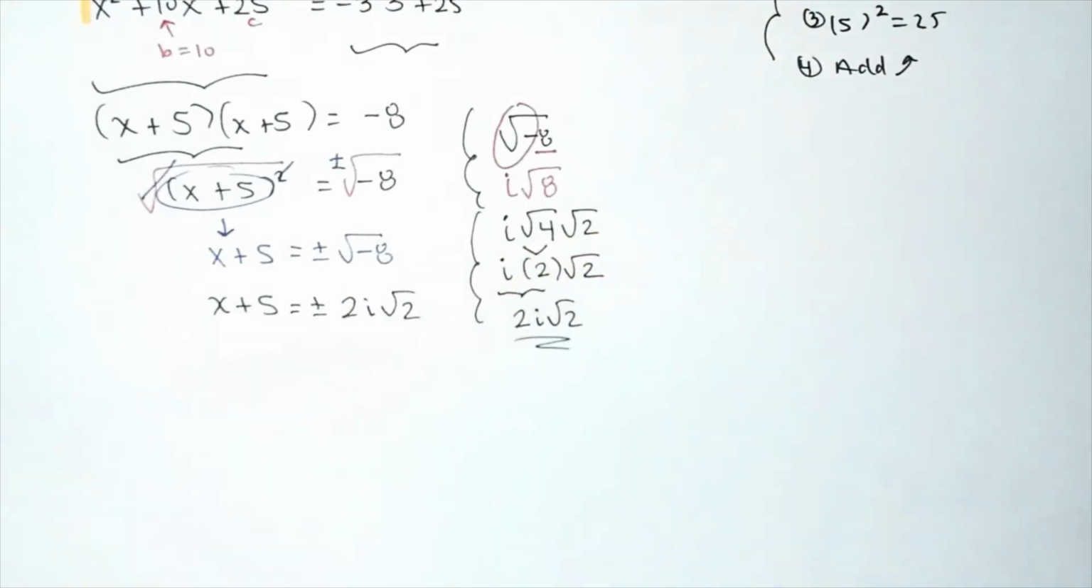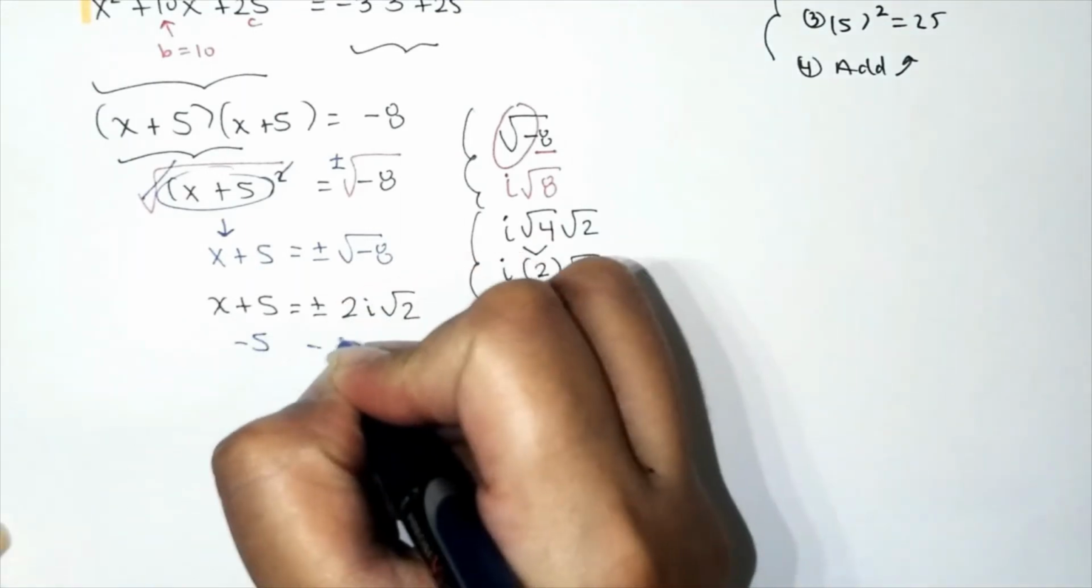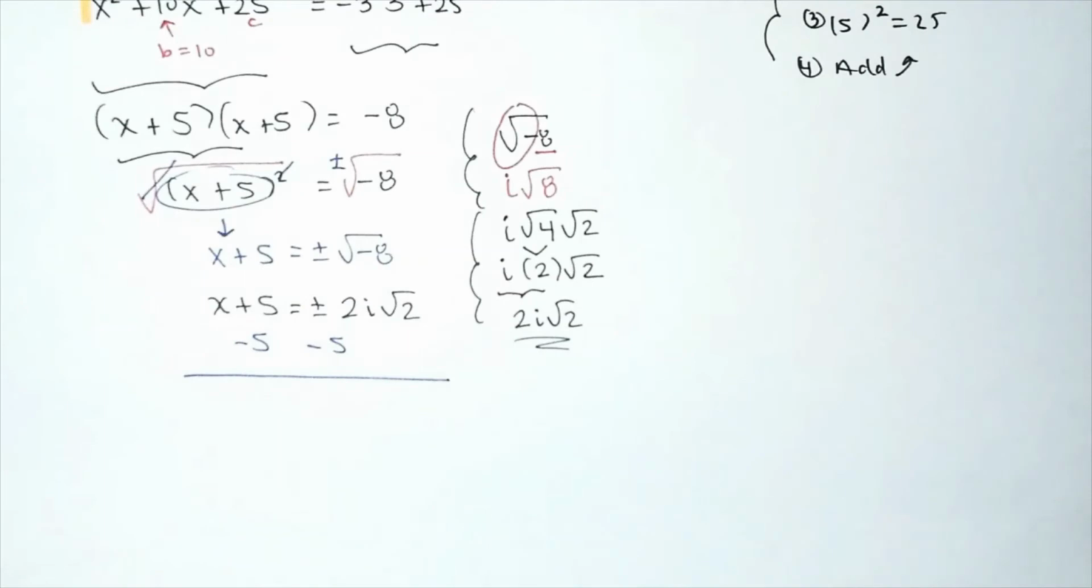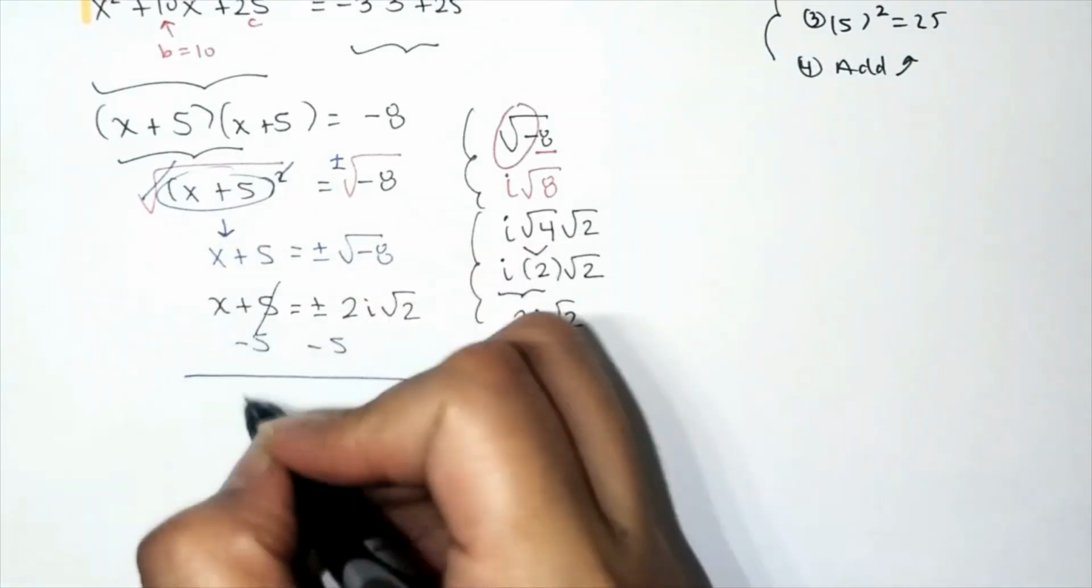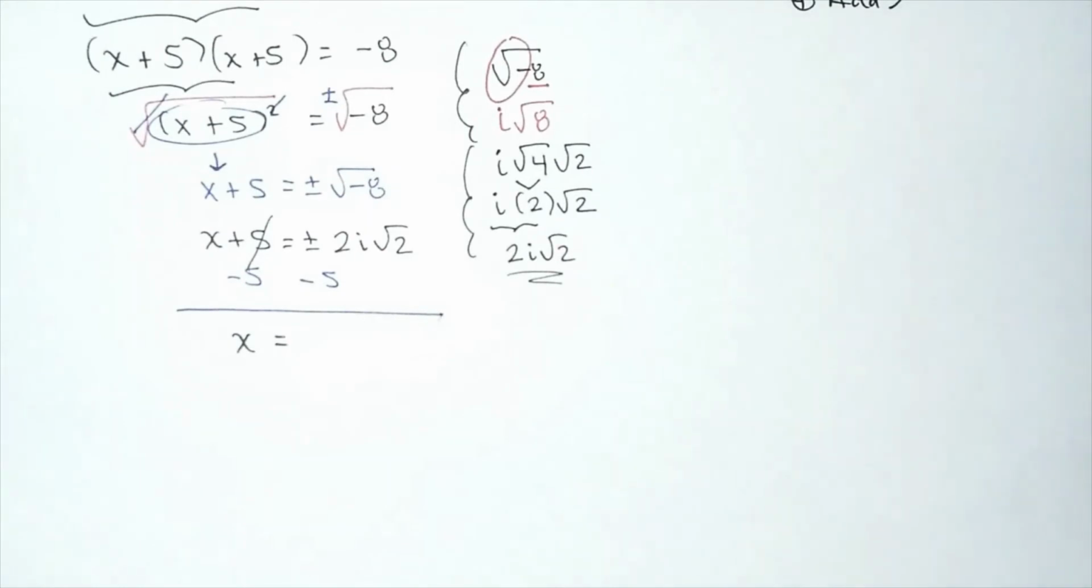Okay, let's take our time. To finish it off, let's go ahead and isolate the variable term, namely x. To undo the addition by 5, let's subtract 5 from both sides. And that will leave us with x equals negative 5 plus or minus 2i root 2.